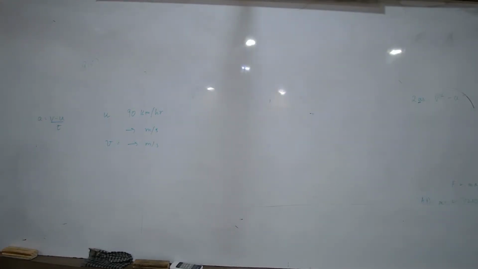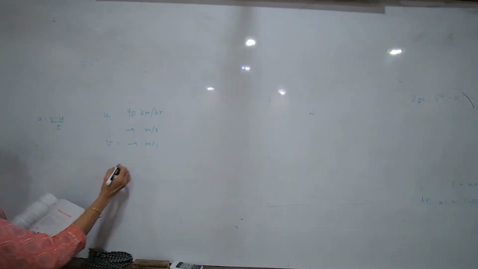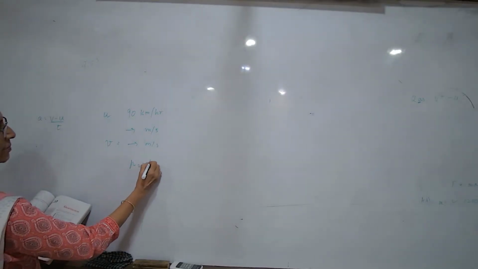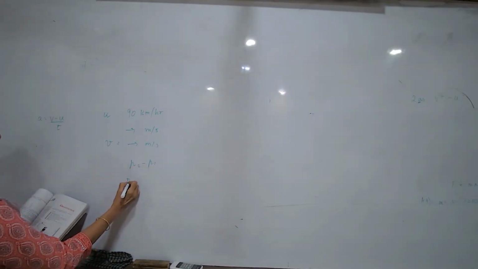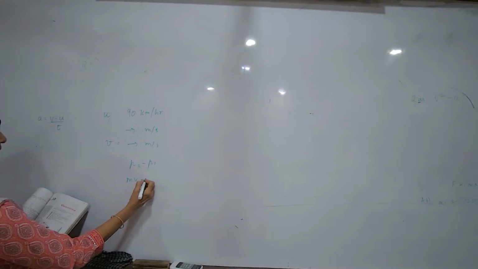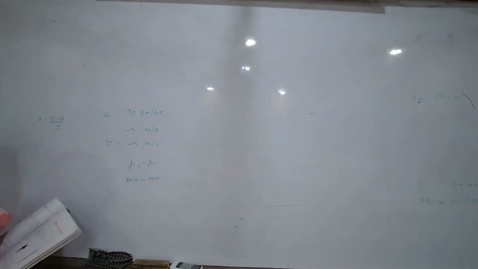calculate the acceleration and the change in momentum. Change in momentum. Momentum is mass into velocity. So the change is P2 minus P1. P2 is with the final velocity, P1 with the initial velocity. So that will be the change in momentum.